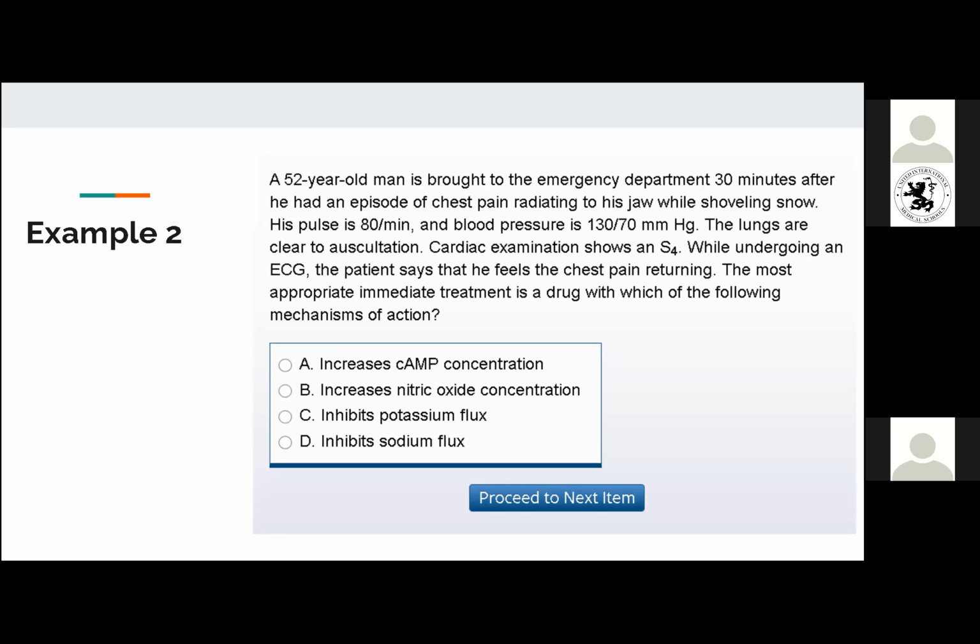And then while undergoing an ECG, the patient says that he feels a chest pain returning. The most appropriate immediate treatment is a drug with which of the following mechanisms of action?